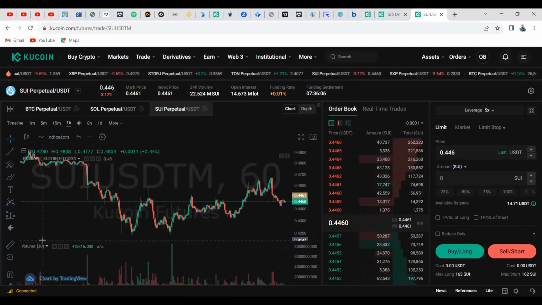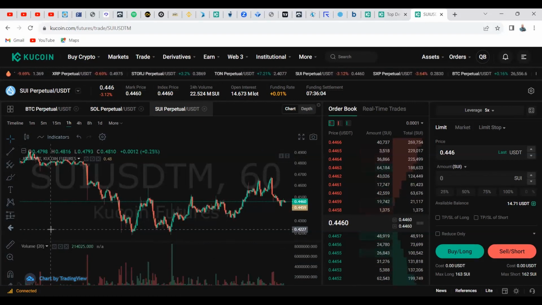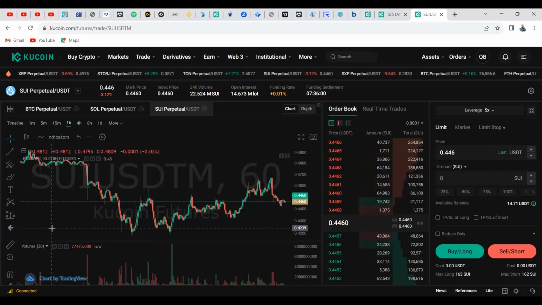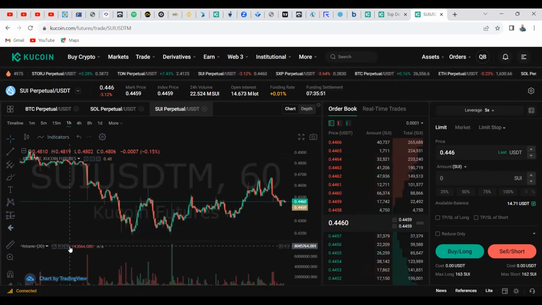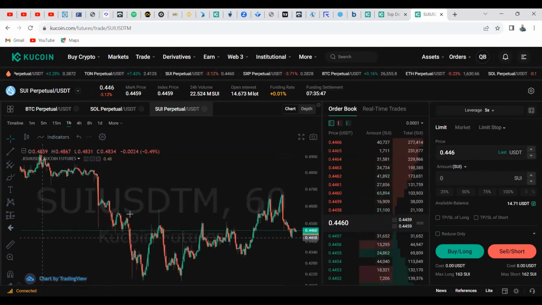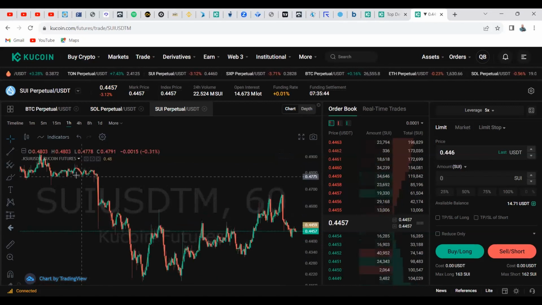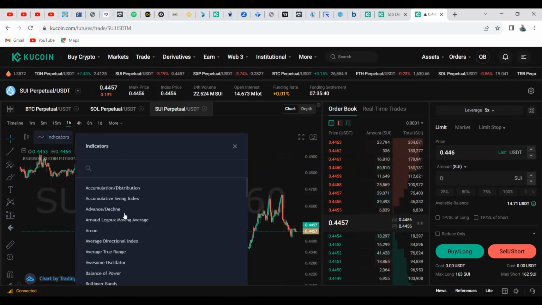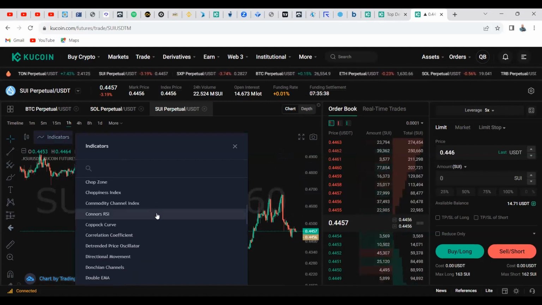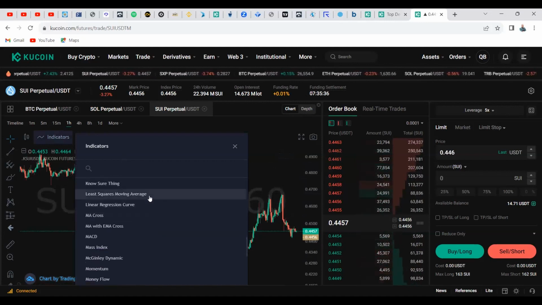If you want to, you can remove this volume indicator, you don't really need to use it. You can remove it anytime you want. Say I wanted to remove this volume indicator, this is where I would click. Now my volume indicator is removed. And if I click on indicators over there, I could add whatever indicator I wanted to add, which is very nice.